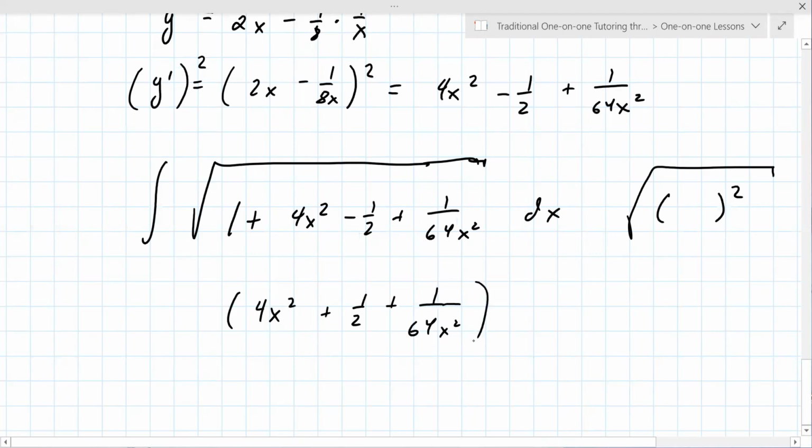And this is where this is not a calculus thing. You've got to just figure out, well, how do I rewrite this? Well, it's 2x. Isn't that a perfect square?